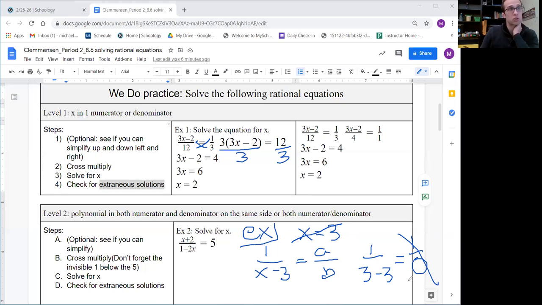Another place we saw extraneous solutions earlier this year is when we were talking about absolute values. We were solving absolute value functions, and they were equal to a negative number. That made it impossible because absolute value is always positive, so we couldn't have a negative number. So that's where you might have heard of extraneous solutions before. In this case, it's any solution that when I plug it in, I end up dividing by 0, which is not an okay thing.